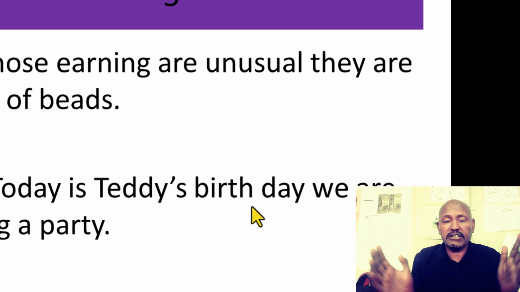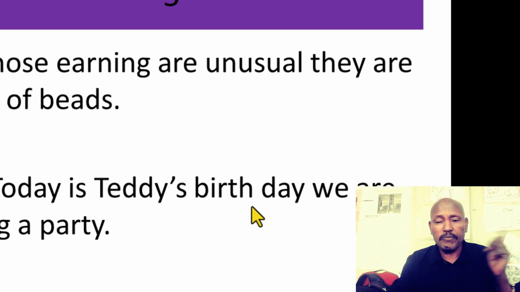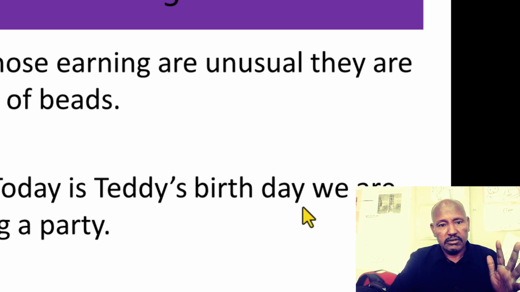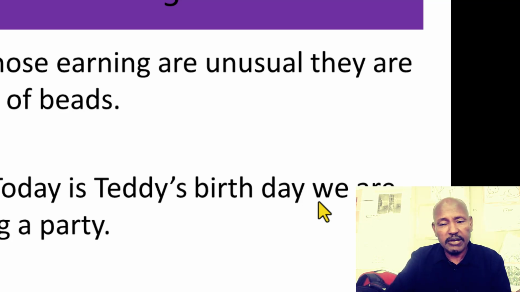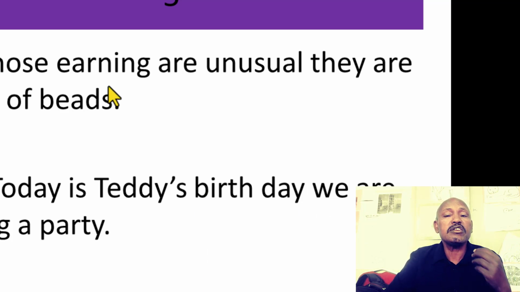Today is Teddy's birthday. So, comma, so we are having a party. Or semicolon, we are having a party. Or full stop plus capital W, we are having a party. This is the way. So the two example questions are run-on sentences.